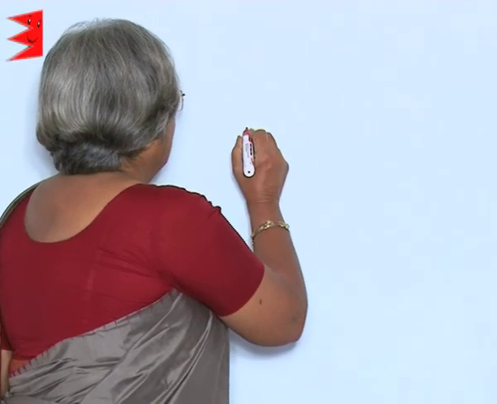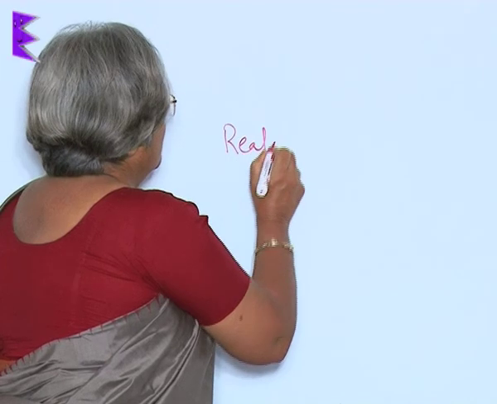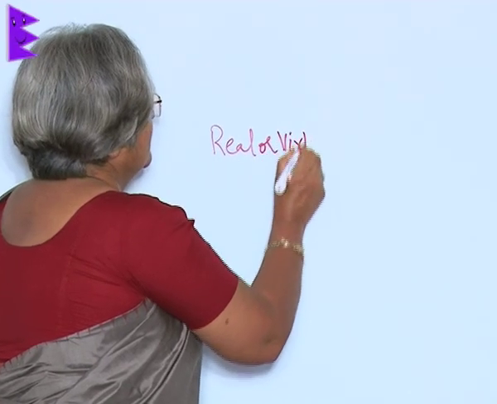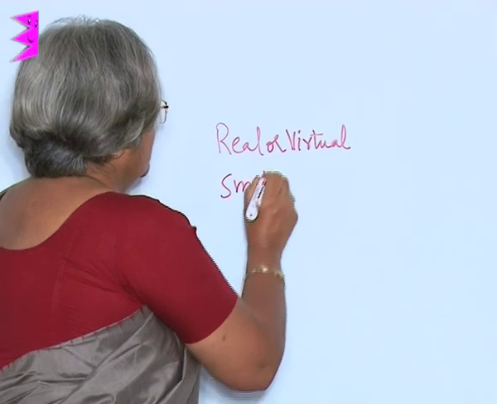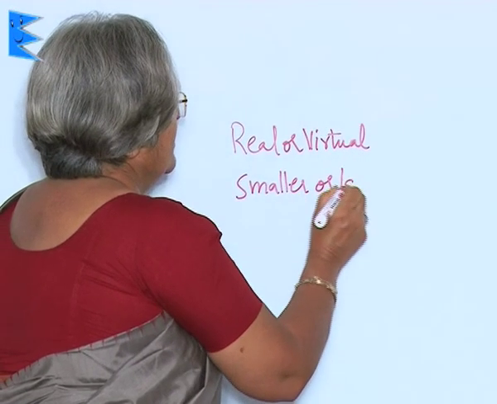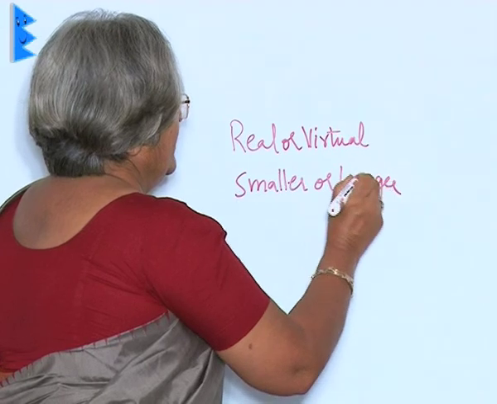That the size of the image depends upon the distance between the screen and the mirror. So, depending upon that, we can have a real or virtual image, smaller or larger image.